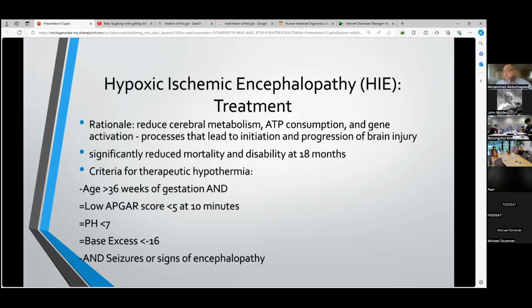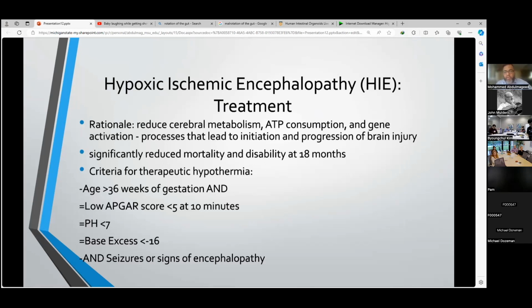What are the criteria to do hypothermia? Number one, the baby should be born not less than 36 weeks of gestation. If it's an extremely premature baby, this doesn't work on them. Low Apgar score, at 10 minutes less than 5. The pH, severe acidosis, pH will be less than 7. Base excess will be minus 16. And the patient has seizures or signs of encephalopathy.